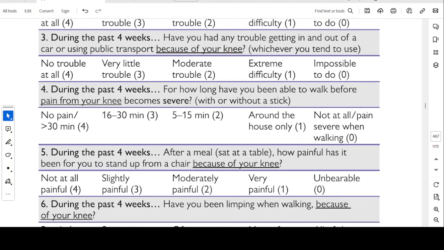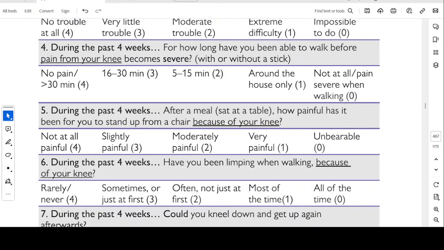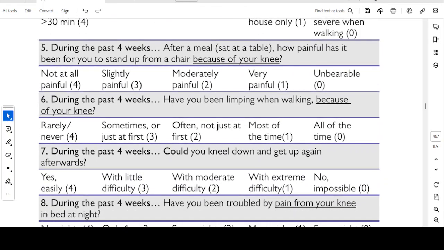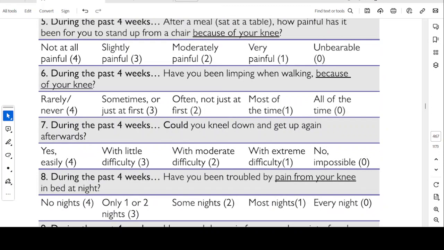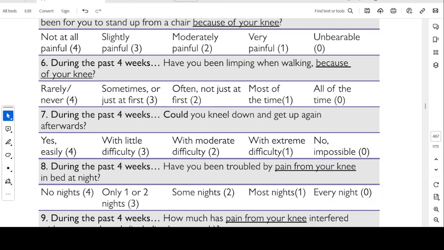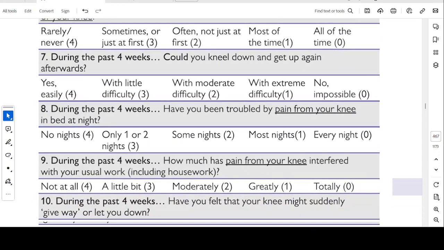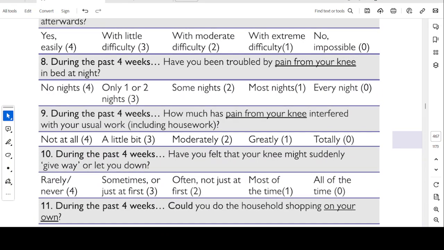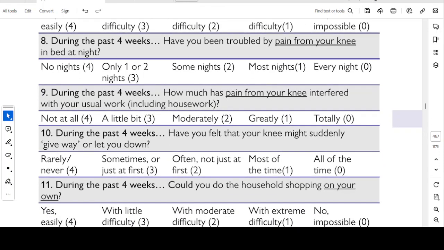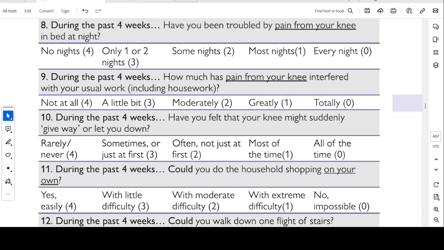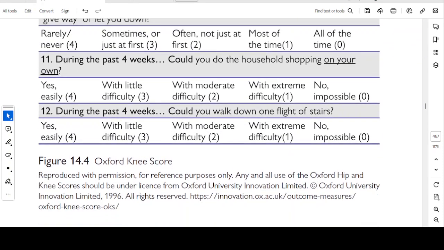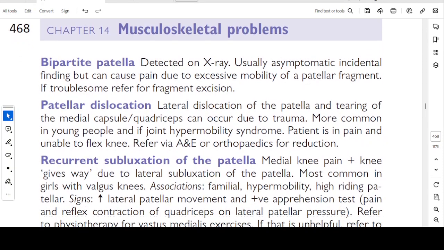After a meal, how painful has it been for you to stand up from a chair because of your knee? Have you been limping when walking because of your knee? Could you kneel down and get up again afterwards? Have you been troubled by pain from your knee in bed at night? And last, two more questions. How much has pain from your knee interfered with your usual work, including household work? Have you felt that your knee might suddenly give way or let you down? Could you do the household shopping on your own? Could you walk down one flight of stairs? So these are the 12 questions of the Oxford knee score.